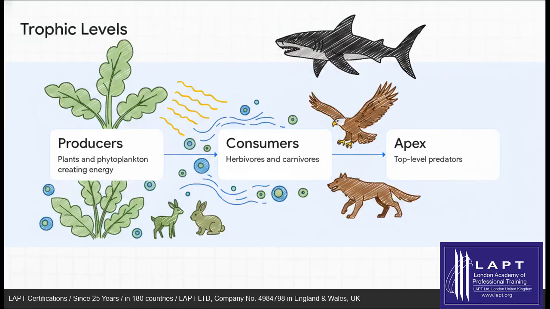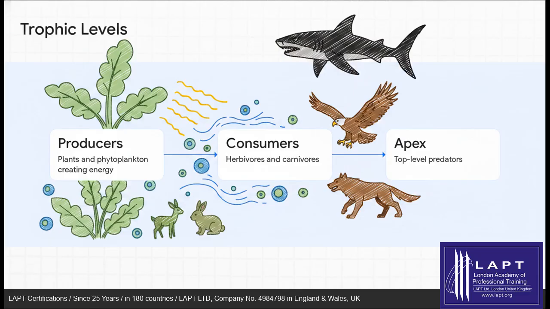So, let's build this pyramid level by level. Down at Step 1, the absolute rock-solid foundation of our structure, we have the producers. These are your plants on land and your phytoplankton in the water. They're the incredible organisms pulling off the daily miracle of creating energy directly from the sun through photosynthesis. And frankly, without this wide, strong foundation, the whole building just collapses.